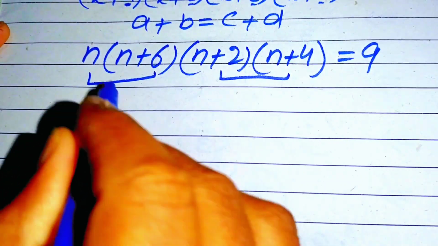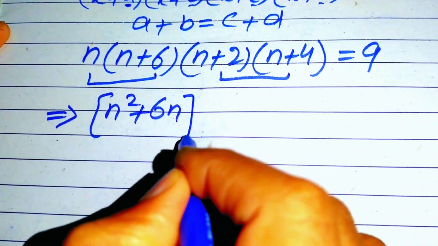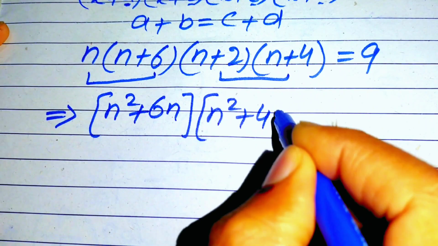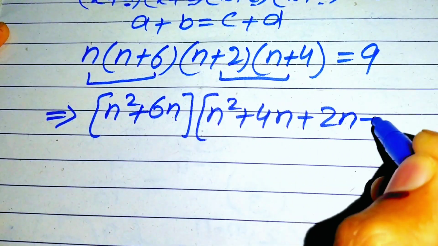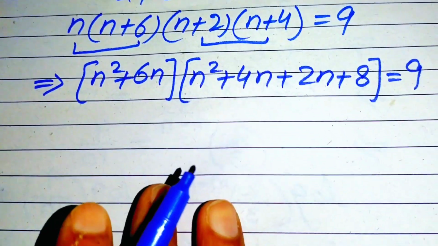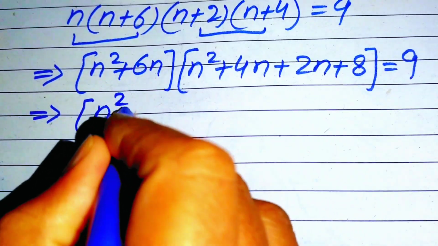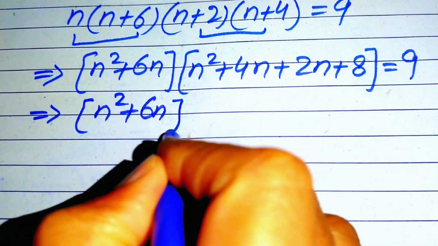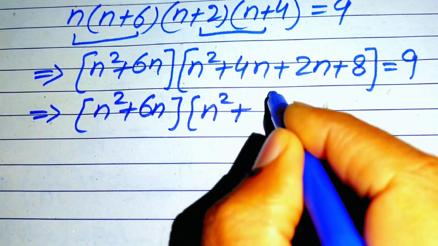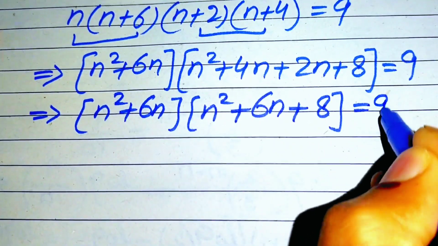When we multiply the first two factors, you get n square plus 6n, and when we multiply the other two, we get n square plus 4n plus 2n plus 8, and this whole equals 9. In the next step, we add the like terms, and we get n square plus 6n times n square plus 6n plus 8 equals 9, since 4n plus 2n becomes 6n.